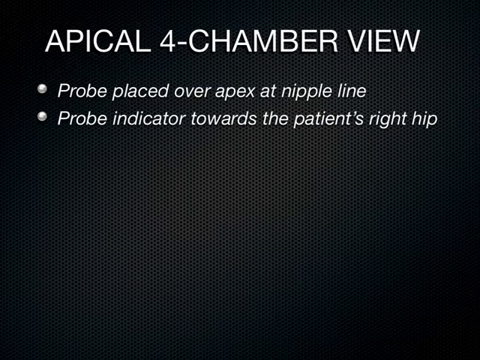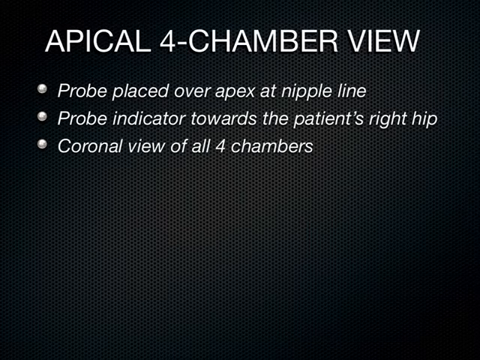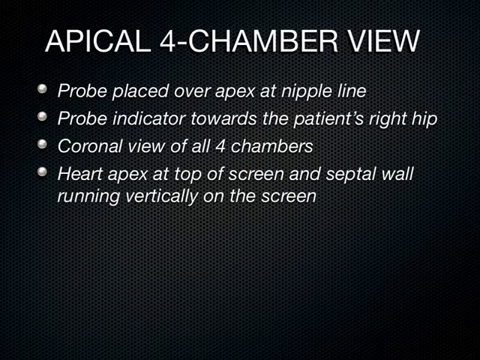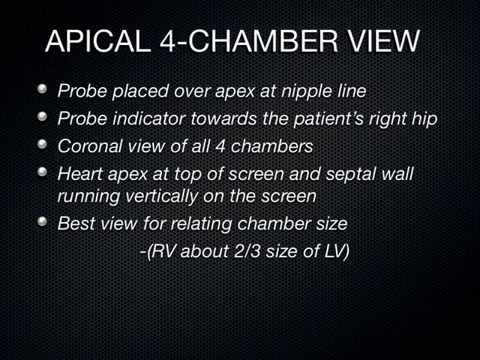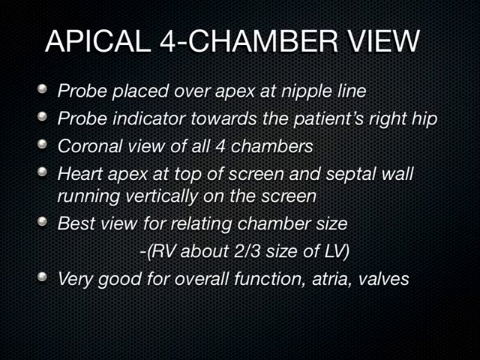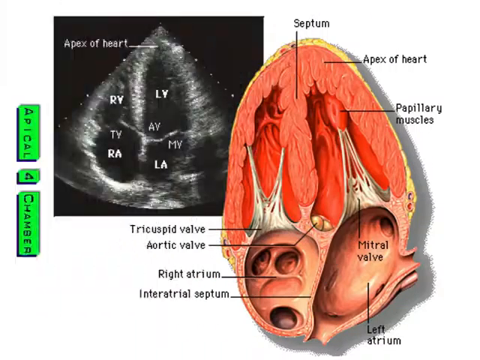You place the indicator of the probe towards the patient's right hip, with the probe placed just at the apex of the heart, usually right around where the nipple would be, just inferior to the patient's nipple there. And it's a coronal view of all four chambers. You've got the heart lining up vertically up the screen with the apex at the top of the screen. And this is when you can really see that the RV is about 2/3 the size of the LV. It's good for the overall function. You can see the atria, the valves. Sometimes it's hard to get this window, but this is what you're looking at.